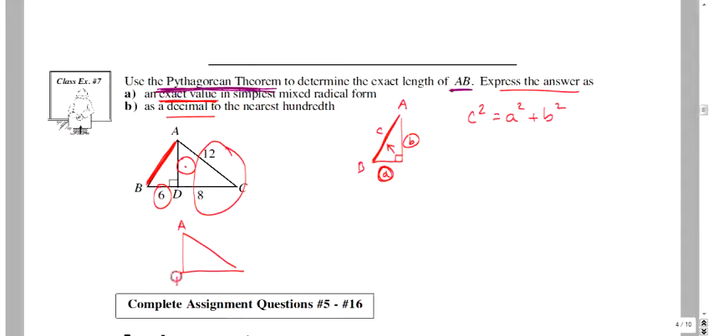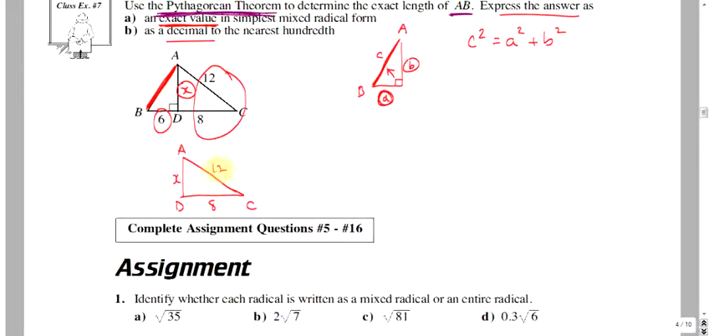A, D, C. This is 12. This is 8. I want to find, let's call this X. I want to find X. Again, I use Pythagoras to do it, but this time I'm given the hypotenuse, right? I want to solve this for X. So I'm going to rearrange this formula. I'm going to subtract B squared from both sides. So C squared minus B squared is A squared. I'm solving this for A squared. A is X. So X squared is C squared, 12 squared, minus B squared, 8 squared.